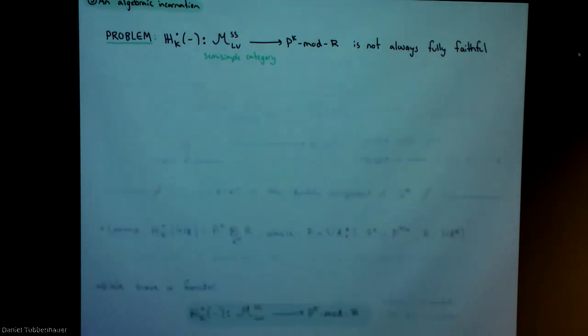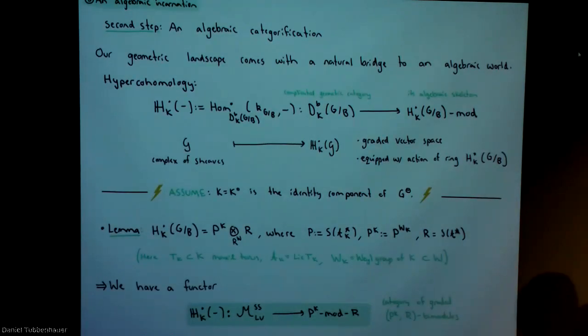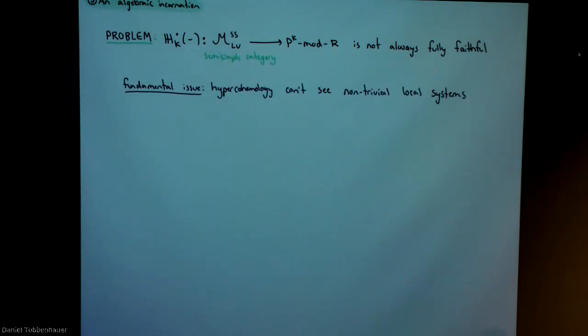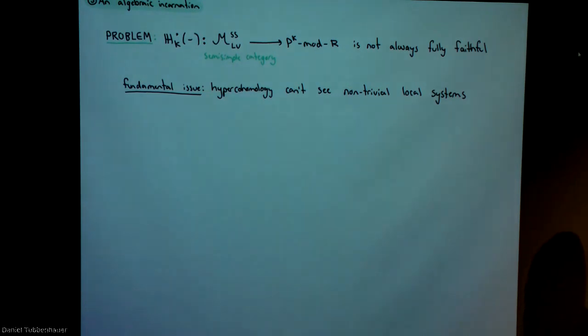So a problem with this construction, this seems great so far. We have a functor that goes from our geometric world to a somewhat nice algebraic world, but the first problem with it is that this functor is not always fully faithful, if we restrict it to the semi-simple category. And essentially what it boils down to is the problem is that hypercohomology can't see these non-trivial local systems.